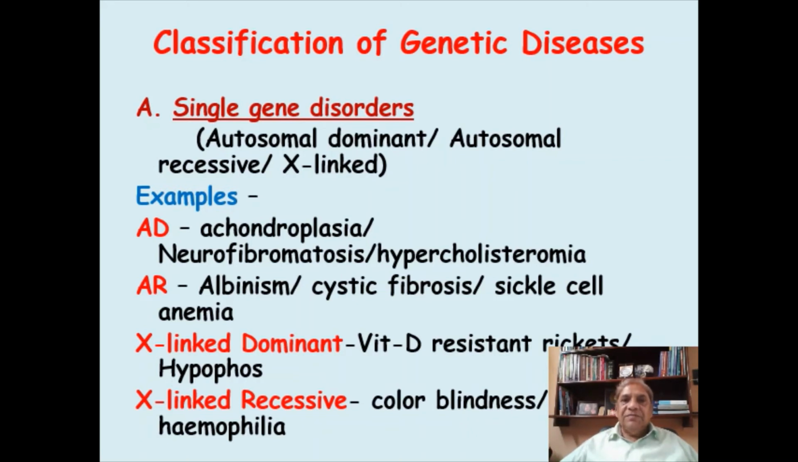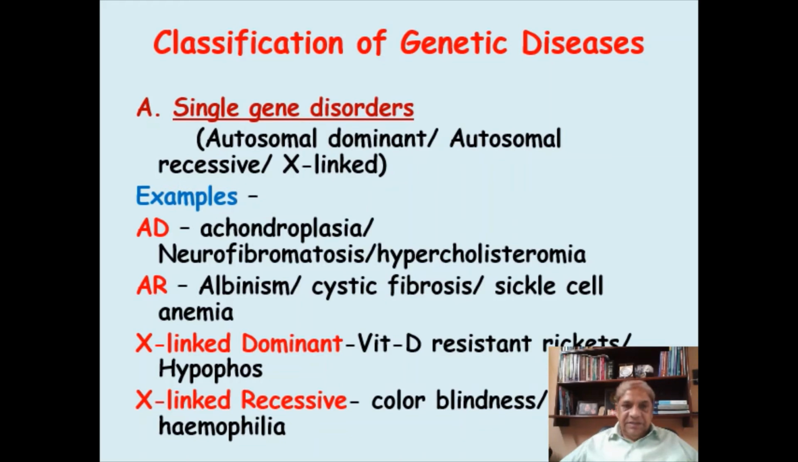Now, examples of single gene disorders, which you may already know many. For autosomal dominant, there is a disease called achondroplasia, where the height is short. Neurofibromatosis, where tiny pea-like tumors are seen on the skin, and hypercholesterolemia, where the cholesterol level in your blood increases. Hypercholesterolemia is just a tongue twister for me.